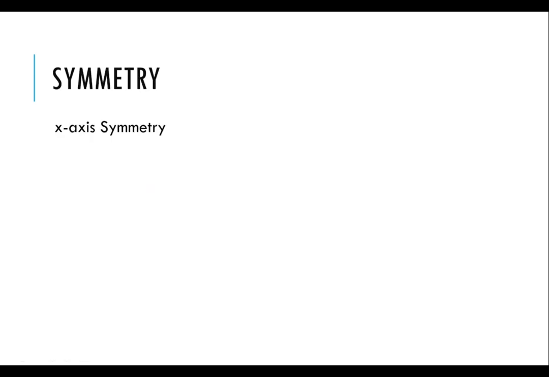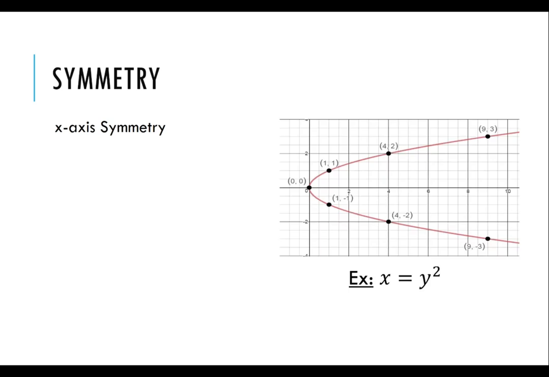So we're going to talk about 3 types of symmetry. So first there's x-axis symmetry. What does x-axis symmetry look like? It looks like a mirror image above as it is below the x-axis. Or if you had a sheet of paper, if you were to fold that piece of paper on the x-axis, if the stuff below the x-axis lines up with the stuff above the x-axis, you have x-axis symmetry.